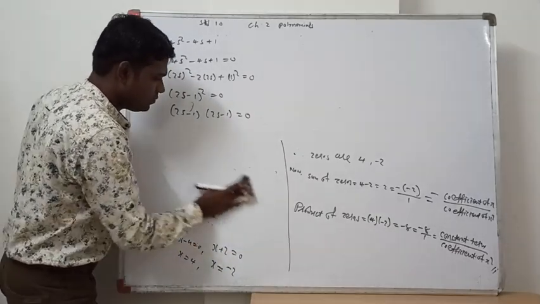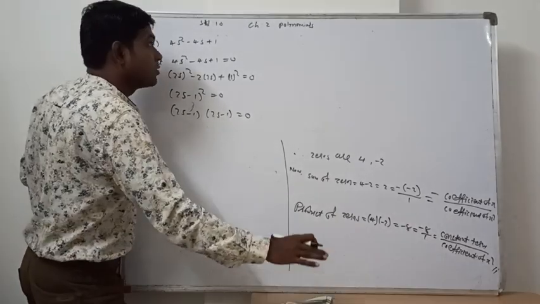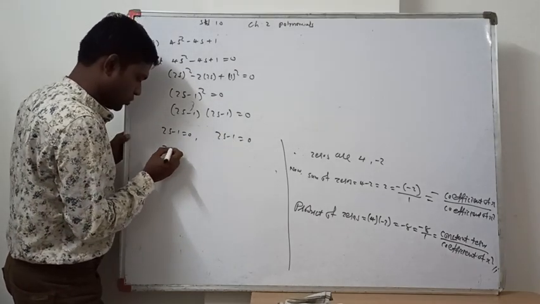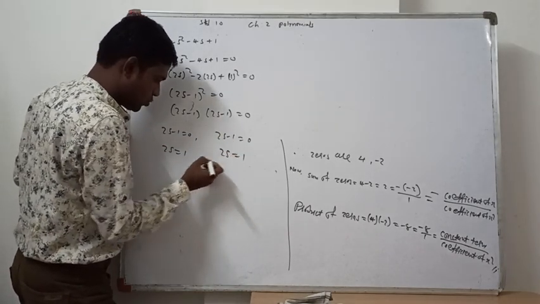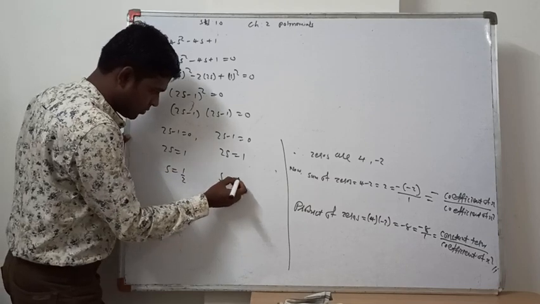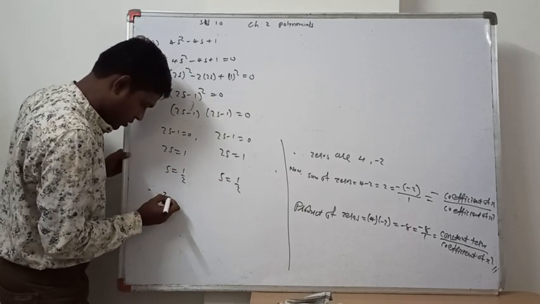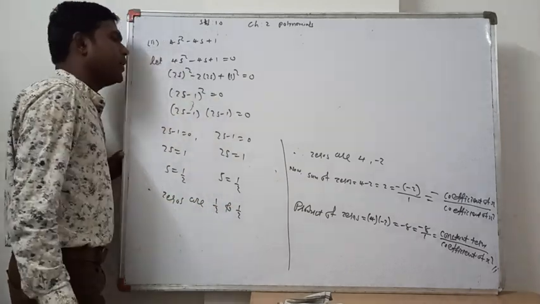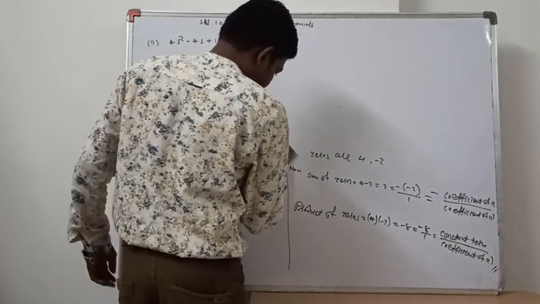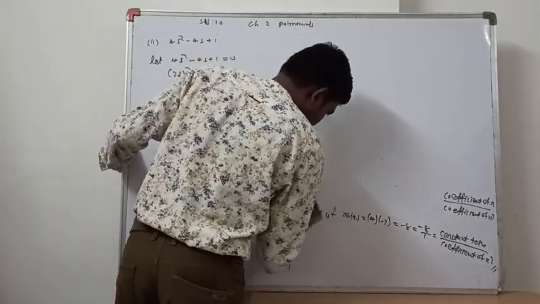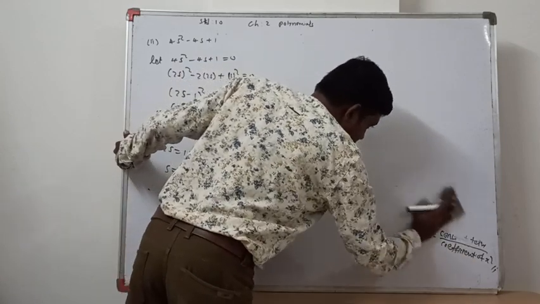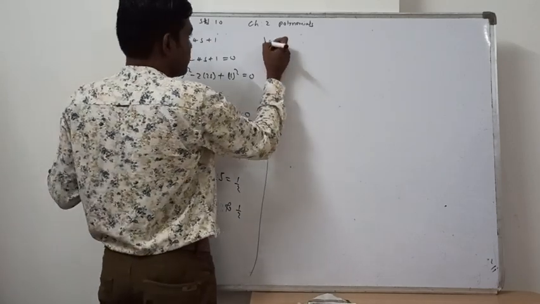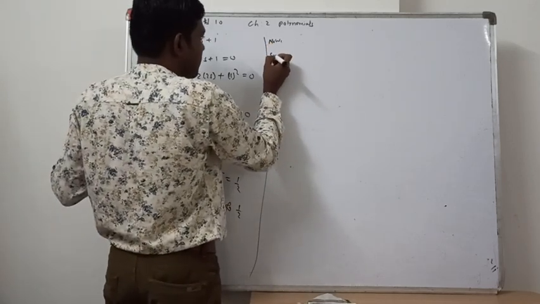Now over here, 2s minus 1 equals 0 or 2s minus 1 equals 0. 2s equals 1, 2s equals 1. Therefore s equals 1 by 2, s equals 1 by 2. So therefore the zeros are 1 by 2 and what? 1 by 2. Now similarly we have to find the relationship, right? These are the zeros and now we have to find the relationship. So for the relationship, first we have to find the sum of zeros.